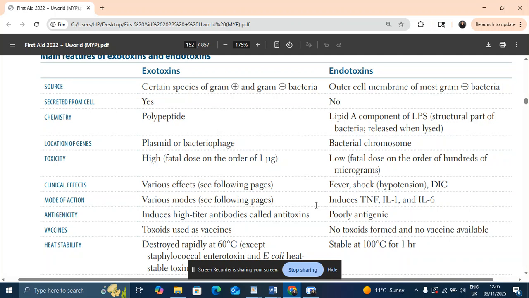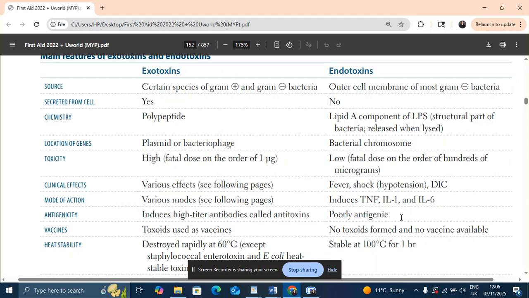Exotoxins have high antigenicity. That means they are strongly recognized by our body's immune system. When exotoxins are present in our body, the immune system strongly recognizes them and gets activated, and starts producing neutralizing antibodies called antitoxins to fight against those exotoxins. As compared to exotoxins, endotoxins are poorly antigenic. That means when endotoxins are present in our body, the body does not recognize them efficiently.